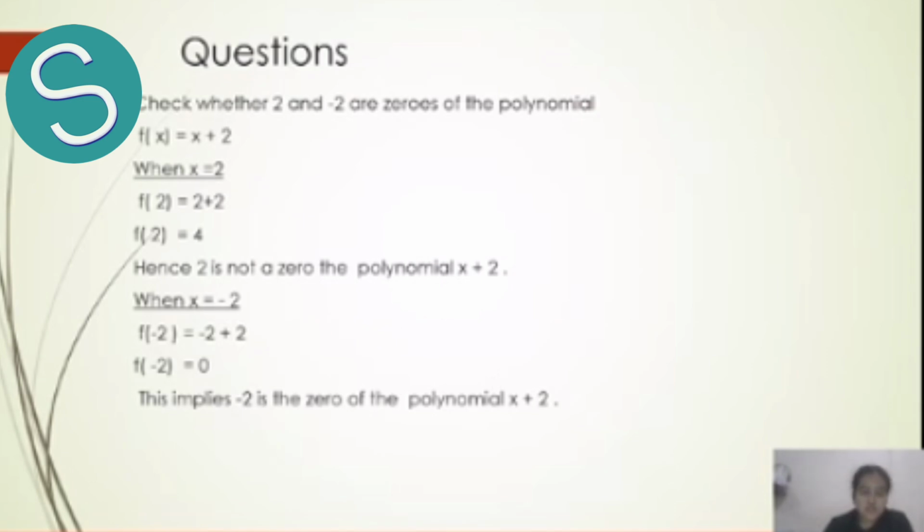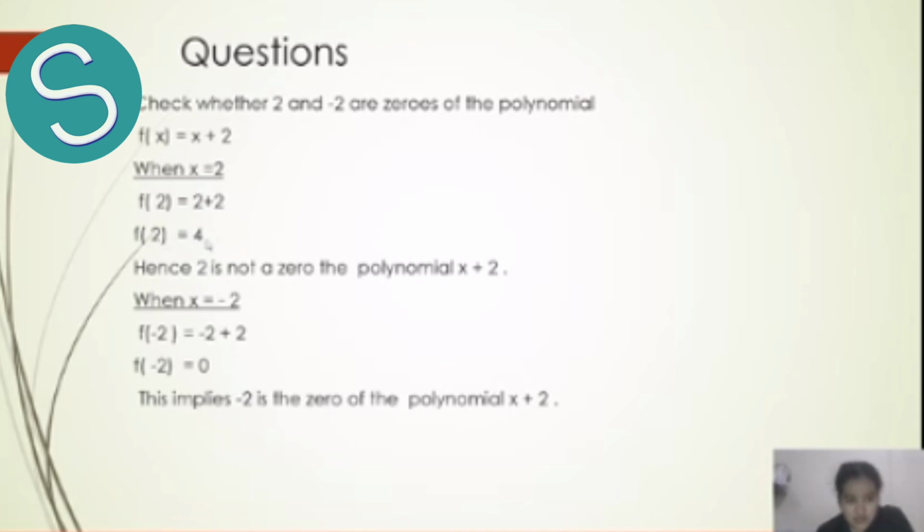And next question is, we have to check whether 2 and minus 2 are zeros of the polynomial f(x) equals x plus 2. The first step is we have to put f(x) जो है वहाँ पे x equals to 2. So this will give me f(2) equals 2 plus 2, which is 4. So 4 is not equal to 0, right?